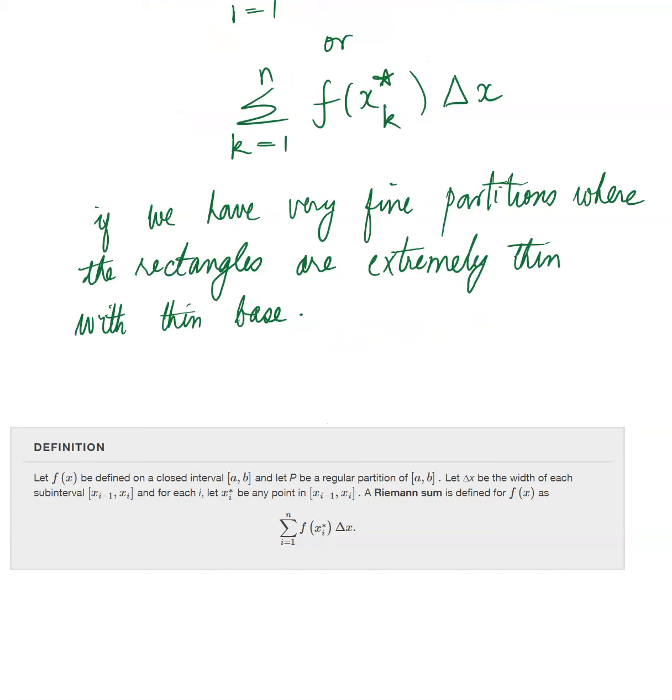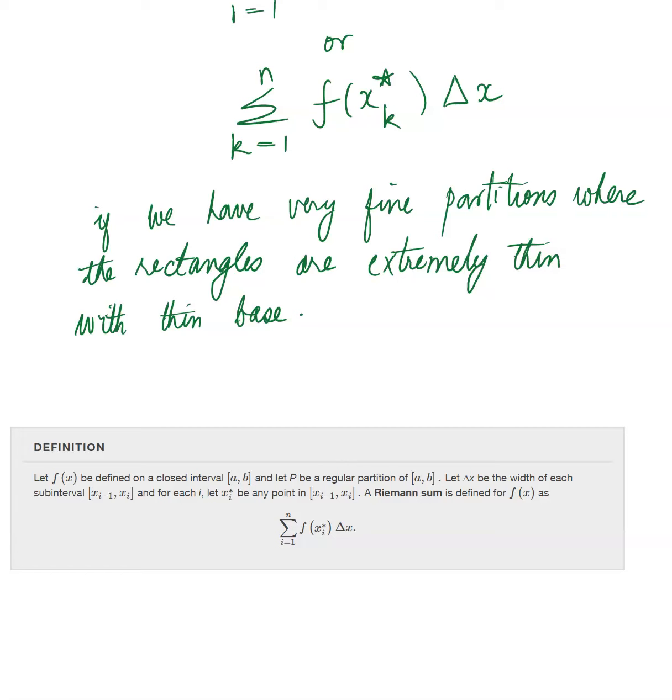The definition says, let f of x be defined on a closed interval AB, and let P be a regular partition of AB. Let delta x be the width of each subinterval x_{i-1} to x_i, and for each i, let x_i star be any point in this interval x_{i-1} to x_i. A Riemann sum is defined for f of x as the summation i from 1 to n of f of x_i star times delta x, the very thing we wrote above and which I explained.